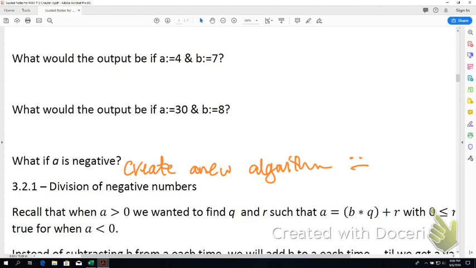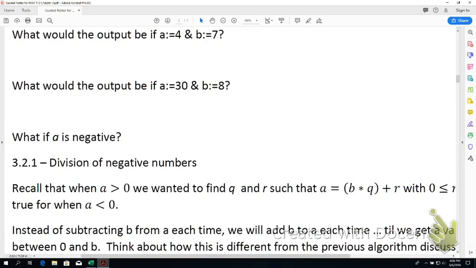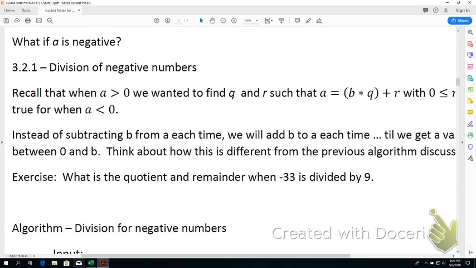So you want to think, for division of negative numbers, we're going to talk about that now. It's going to have a slightly different process. Recall that when a is positive, we wanted to find a q such that this formula right here is true, and that your remainder is greater than or equal to 0 and less than b. This needs to still be true for when a is negative.